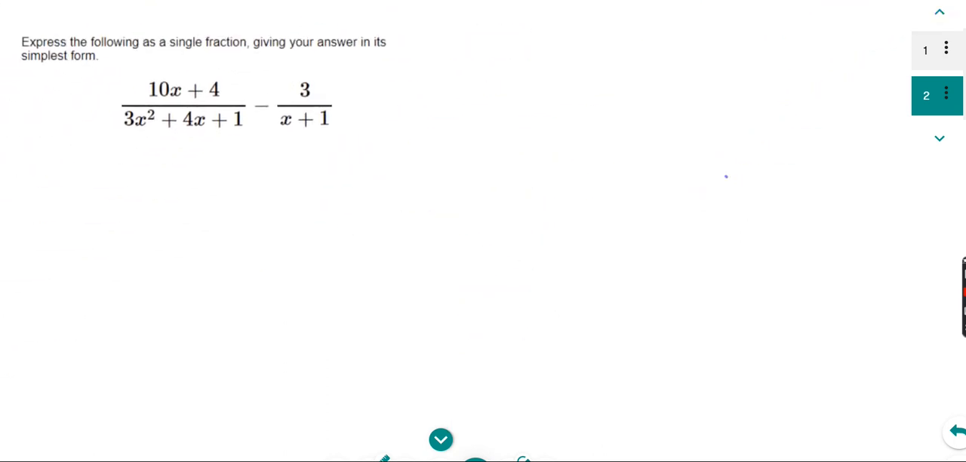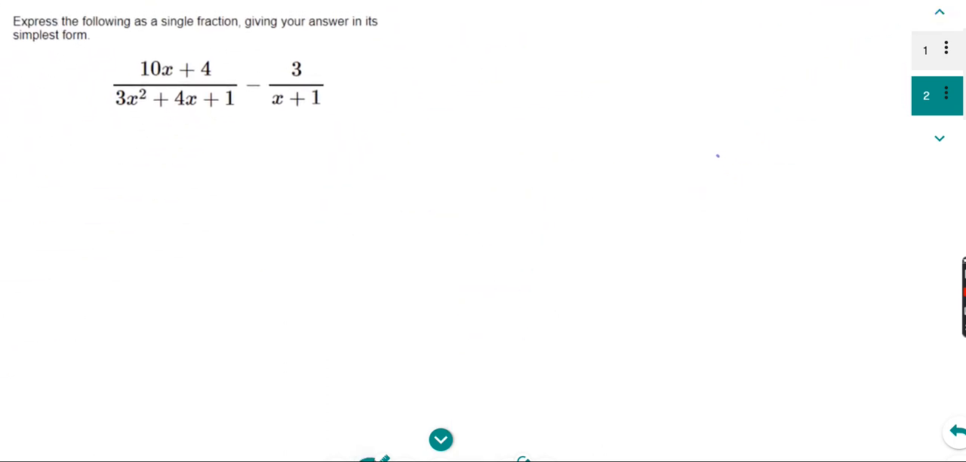Okay, next question. Express the following as a single fraction, simplest form. So same kind of thing again. Bit of inspection at the top, 10x plus 4. You could take a 2 out, but I can't see 5x plus 2 anywhere here. This is just a number, that's a linear factor. So I'm not going to actually do anything with that, but I am going to factorize the denominator.